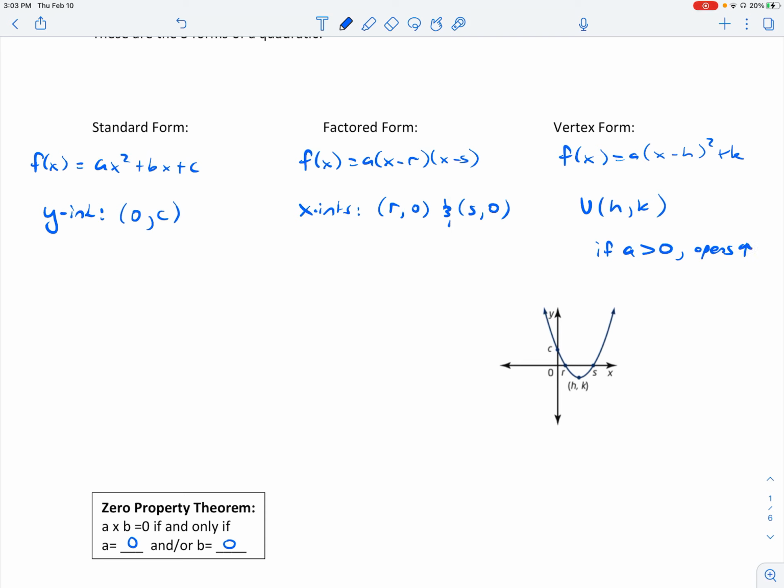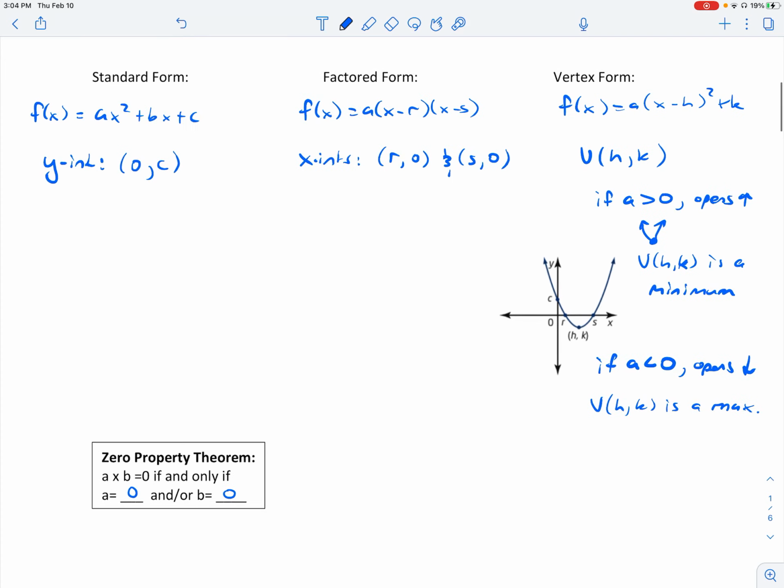If it opens up, our vertex (h, k) is a minimum. And if a is less than 0, then this opens down, and our vertex is a maximum. I'm just going to write max for short. So if it opens down, our vertex obviously is going to be the highest point on the graph.